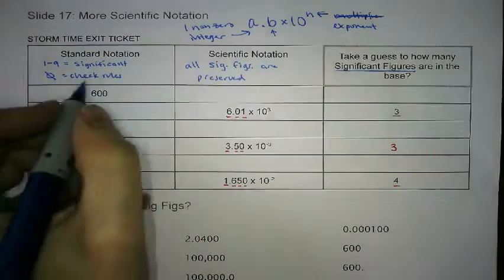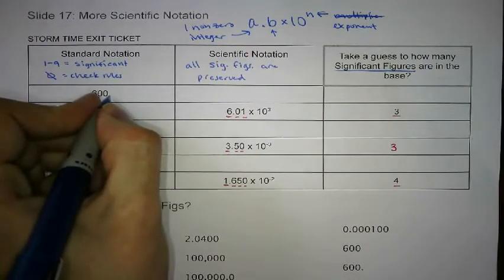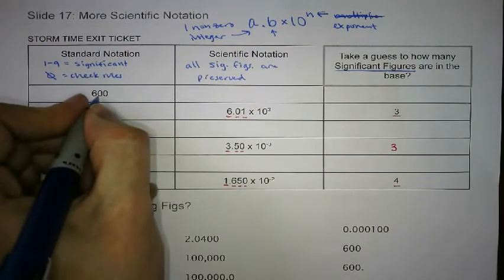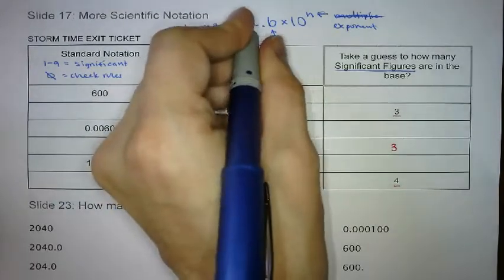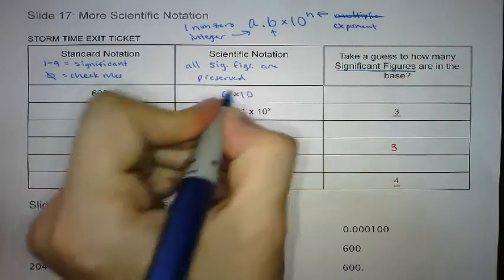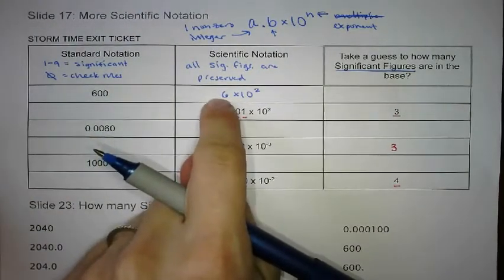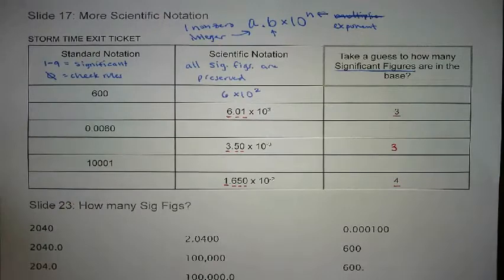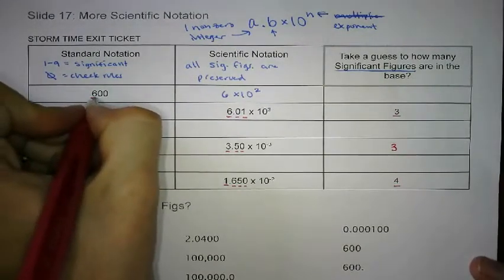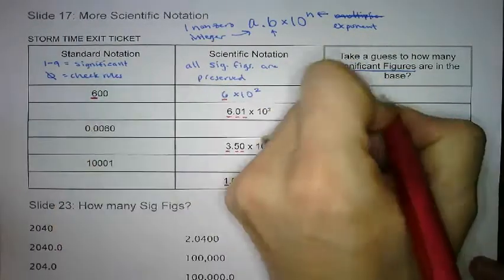So for 600, all right, our decimal place is right here. I would have to jump that twice to get it such that there's only one integer in front of the decimal place. So this would be 6 times 10 to the second power. Now it's 6, not 6.0 or 6.00, because the only sig fig in this number is this 6 right here. So there's one sig fig there, one sig fig there.